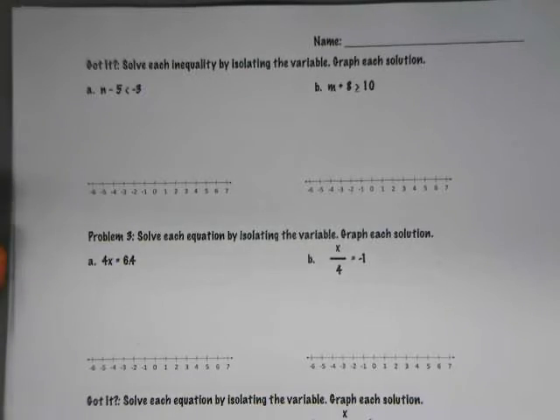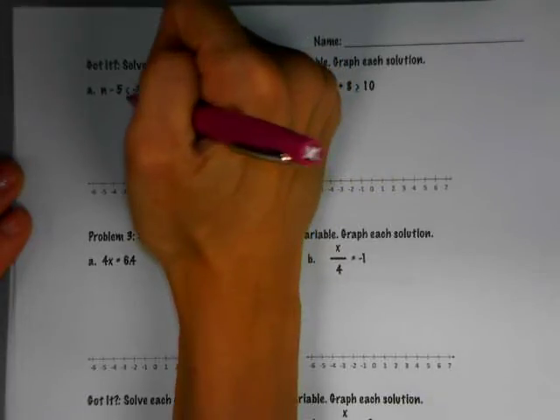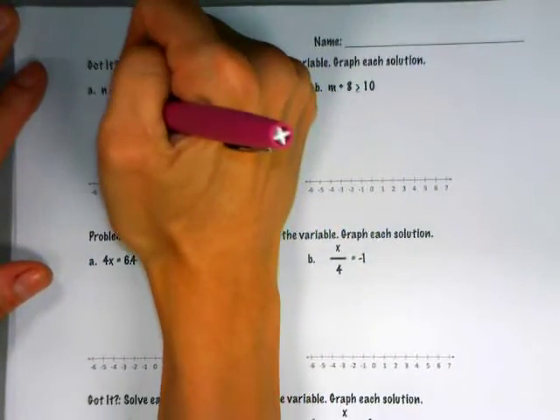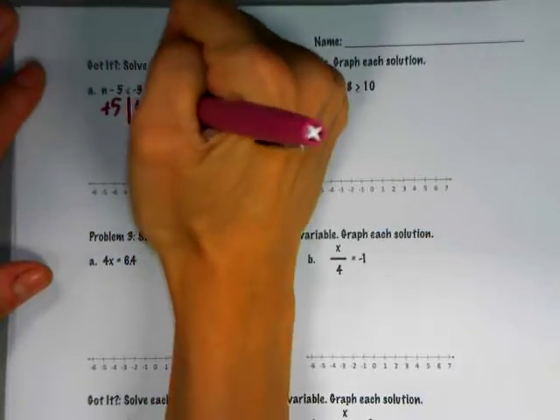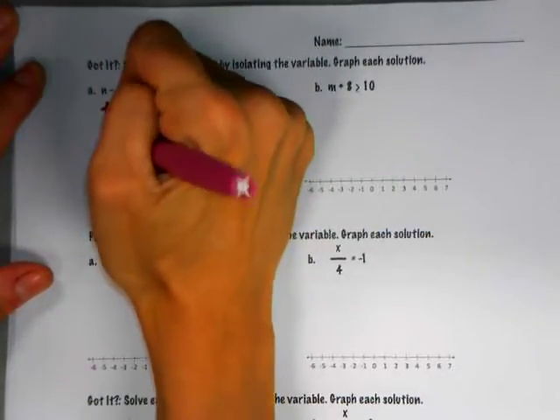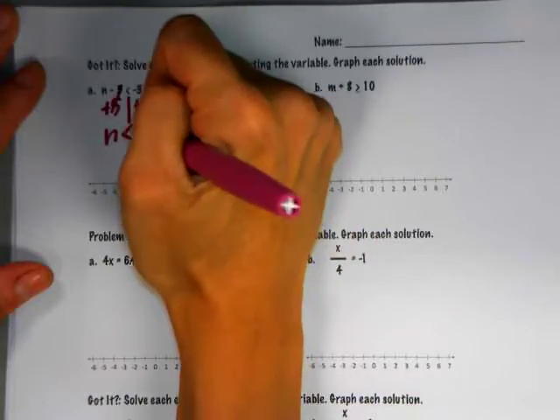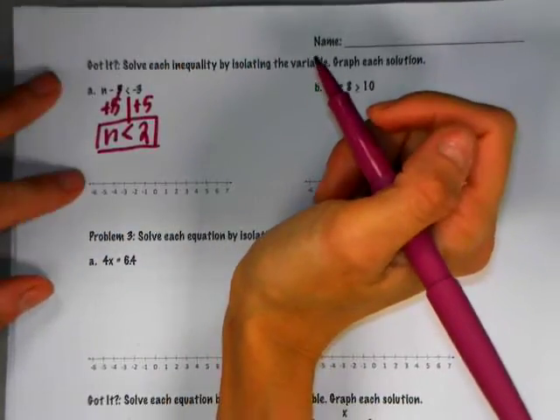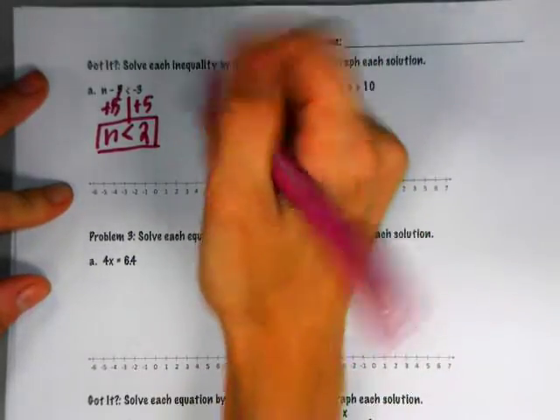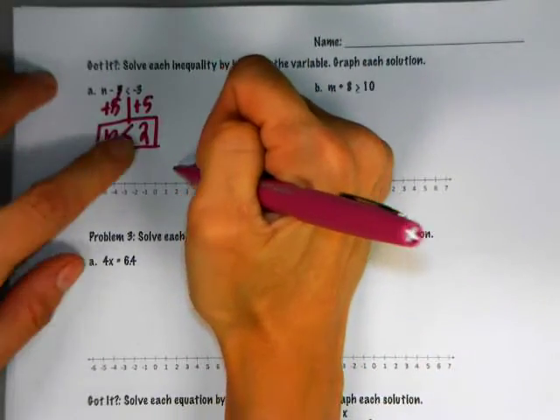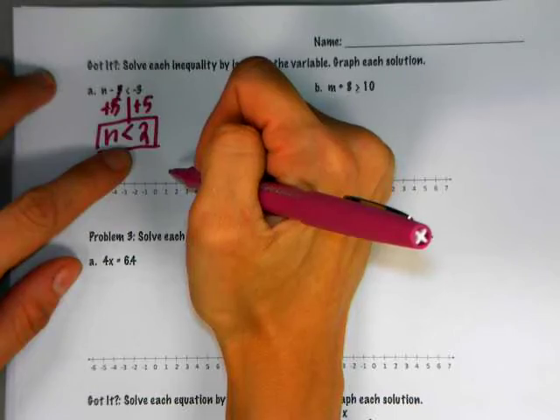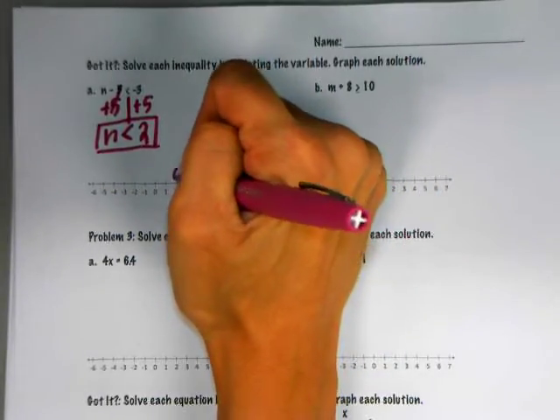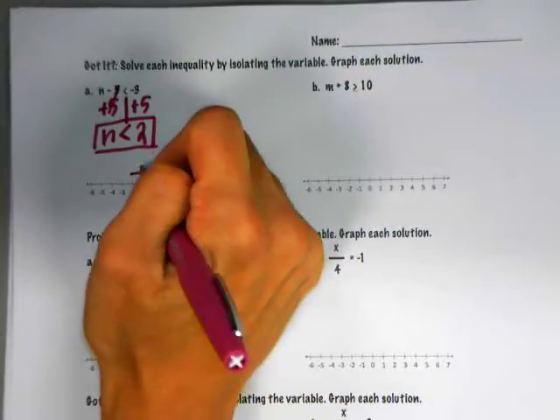Good? All right, so on this one, we have a -5. How do we turn -5 to 0? Yeah, +5. So n is less than 2. Okay, and then is that going to be an open dot or a closed dot? Is it equal to or not equal to? Does it have the line? No, so it can only be less than 2, so we're not going to be able to fill in at 2. Only to the left.